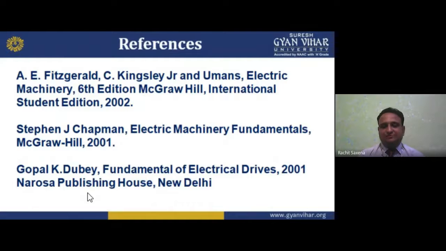Now, references. If I am talking a lot about this topic, I have to refer to something. These are some books. Fitzgerald is a very good book with good concepts. Chapman is also a very good book, and Gopal K. Dubey is a very good book by an Indian author, while the above two are by international authors. They cover a very wide, elaborated range of this chapter, the magnetic circuits and machines part. I took some parts from each book. Just go through them and read them.